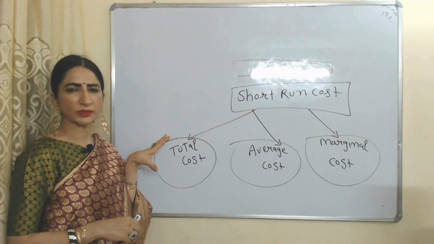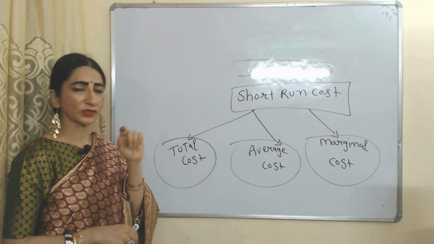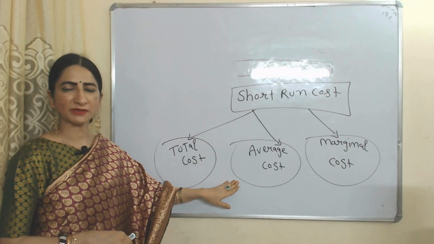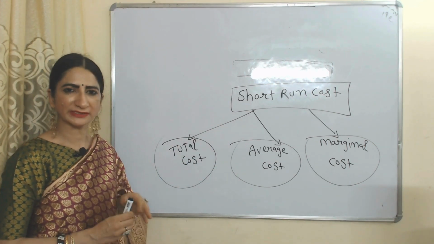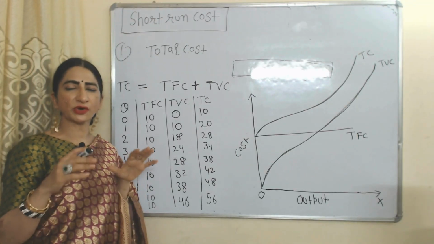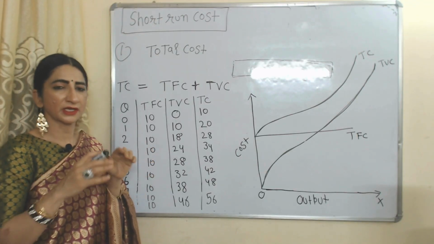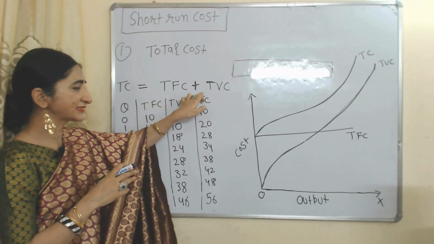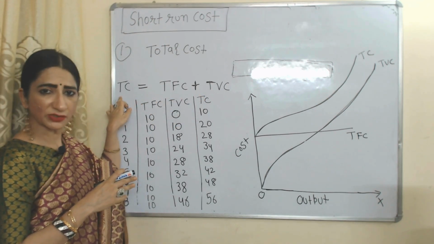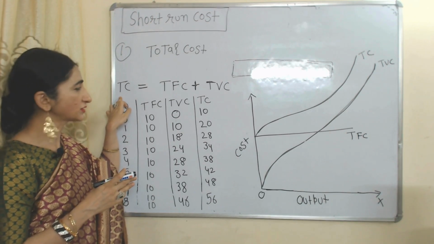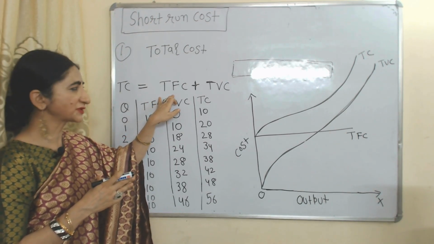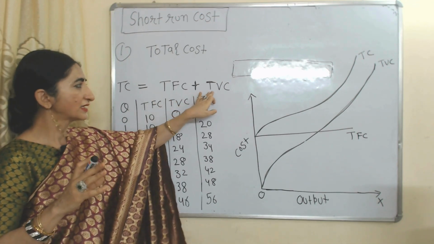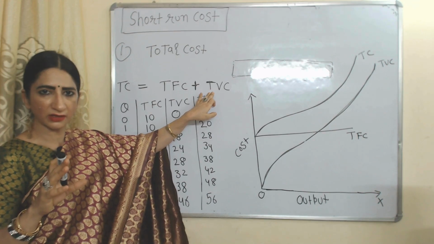Now we are going to talk about short-run cost. Short-run cost is mainly divided into three parts: total cost, average cost and marginal cost. One by one we will discuss each. Now we'll see short-run total cost. Short-run total cost is equal to TFC plus TVC. Here TC is total cost, means short-run total cost, which is equal to TFC plus TVC. TFC means total fixed cost and TVC means total variable cost.